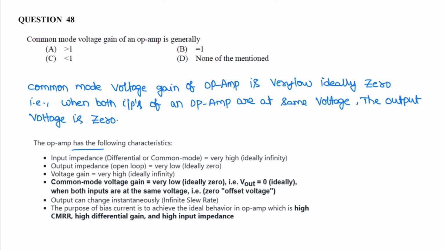So in operational amplifier, input resistance should be infinity. Output resistance should be 0. Voltage gain is infinity. Common mode voltage gain is 0. Slew rate should be infinity, and high CMRR, common mode rejection ratio, high differential gain, and high input impedance. These are the practical cases. Ideal cases are infinities and zeros.